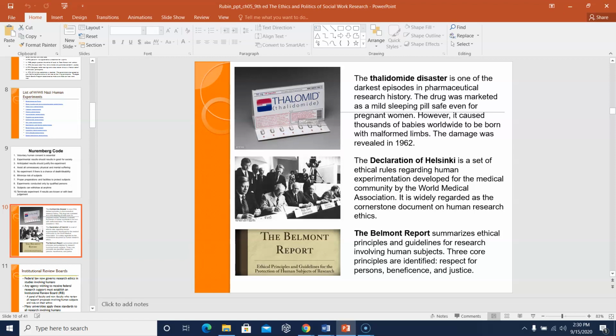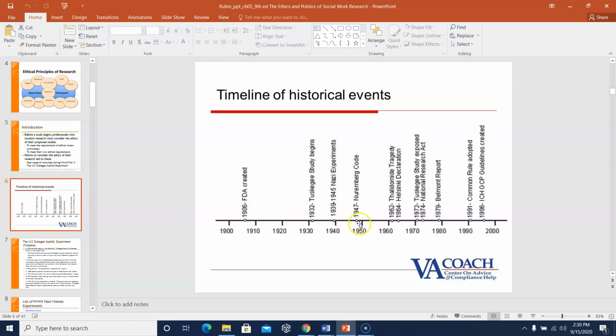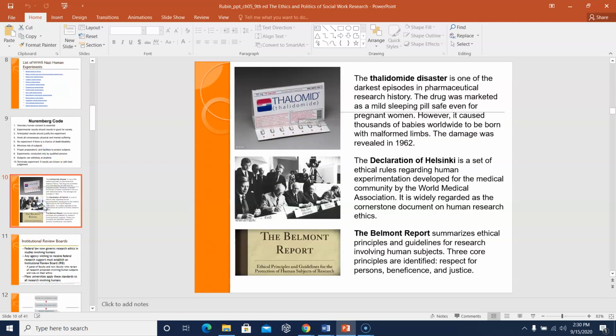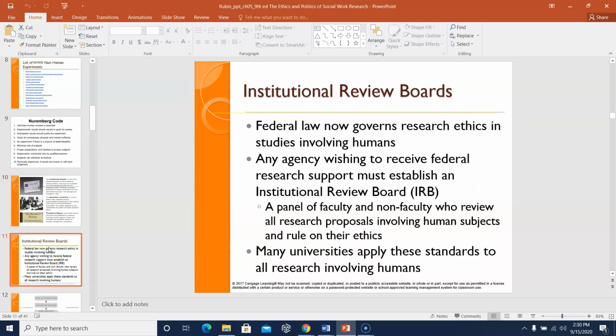The Declaration of Helsinki, if we go back to the timetable, was 1964, right? And then the Belmont Report in 1979, which has three core aspects: respect for persons, beneficence, and justice. One of the ways to respect the person is to have an institutional review board in universities and other agencies, and make sure that all of the laws are followed.